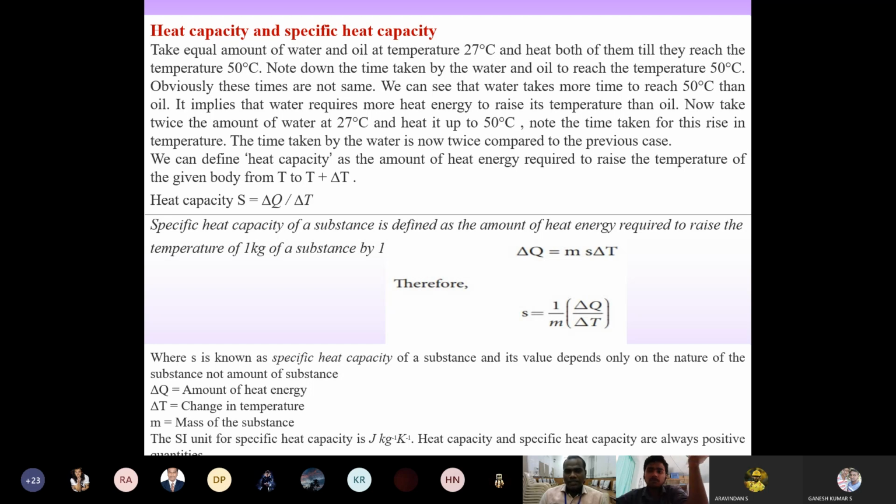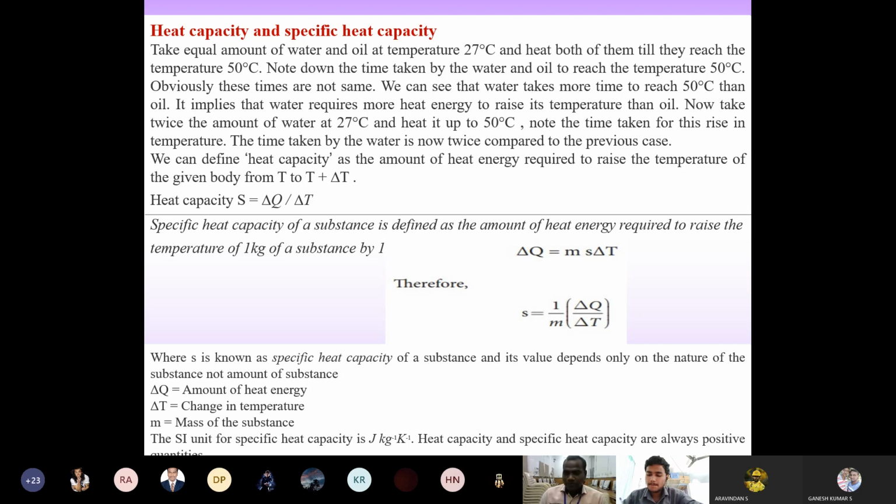Then this is the formula. We can also rewrite the equation. So the heat capacity is capital S and specific heat capacity is small s. From this heat capacity equation, we can derive the specific heat capacity equation. Small s is equal to 1 by m, delta Q by delta T. That is mass dependent. So we have 1 kg of mass here, and we can get the specific heat capacity by increasing the temperature by 1 Kelvin.